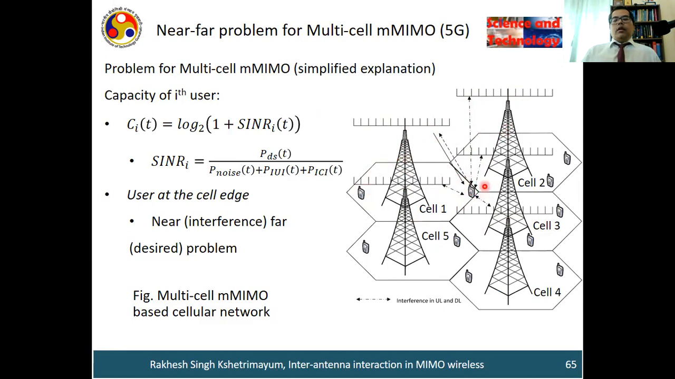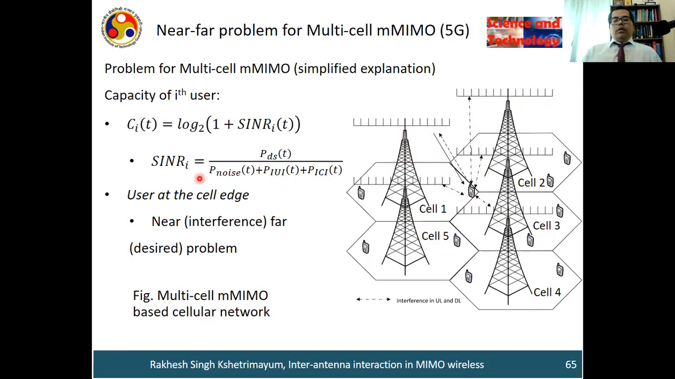cell 1. From the home base station, this mobile user is very far away. But from the neighboring cells, it is very near, so it starts picking up signals from the neighboring cells. And this is called interference. The desired signal is coming from the home base station. Interfering signals are coming from the neighboring cells.